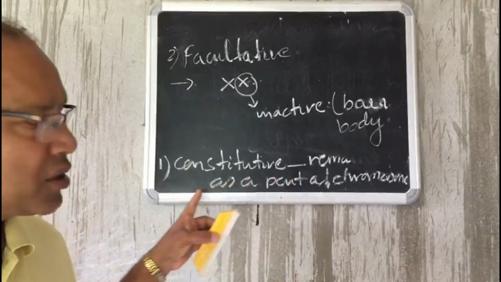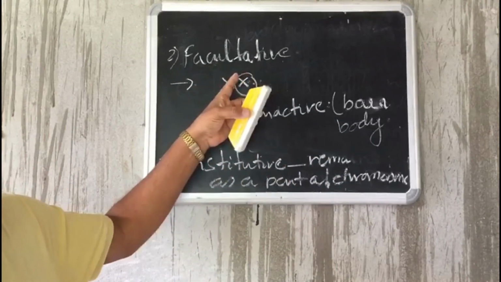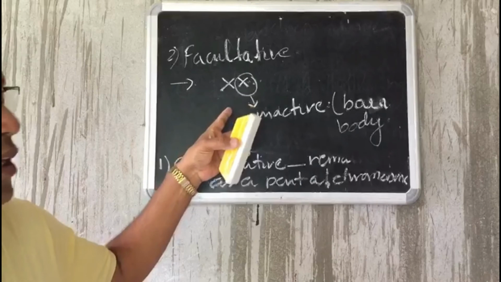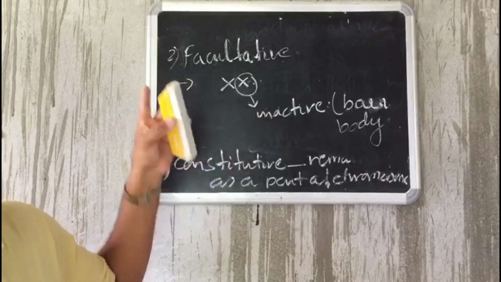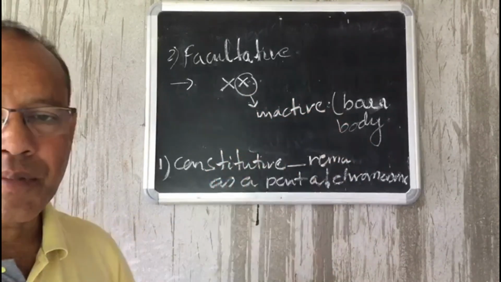Constitutive means it remains with the chromosome. But facultative happens only when there are two X chromosomes and one of them becomes inactive. So the inactive one is called the bar body.